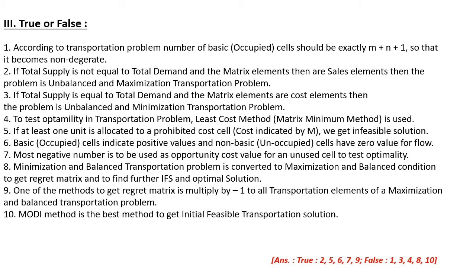Minimization and balanced transportation problem is converted to maximization and balanced condition to get rigid matrix and to find further IFS and optimum solution. False. One of the methods to get rigid matrix is multiplying by -1 all transportation elements of the maximization and balanced transportation problem. Answer, true. Modi method is the best method to get initial feasible transportation solution. Answer, false.